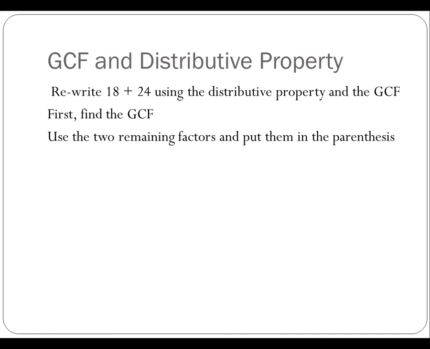Okay, this is your next one on the backside top. So we're going to rewrite 18 and 24 using the distributive property and the GCF. This is from last week, last Wednesday. First, find the GCF. Use the 2 remaining factors to put them in the parentheses. So, what is the greatest common factor of 18 and 24? What is it? 6. It is 6.